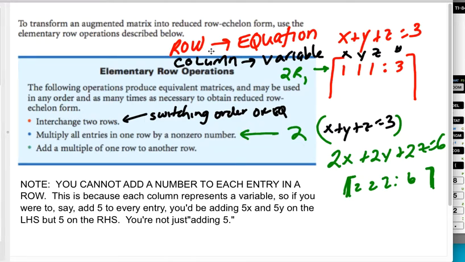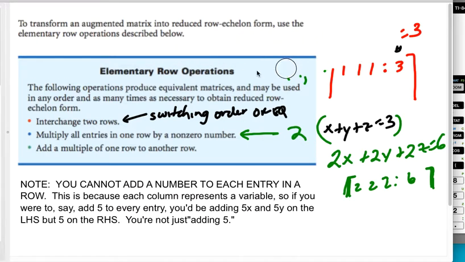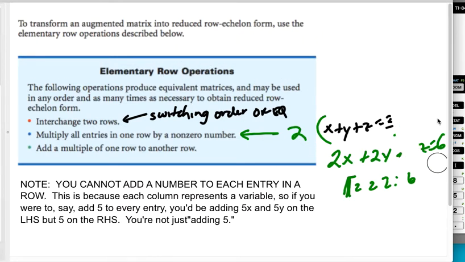And the third one is add a multiple of a row to another row. Okay, well, let's think about why that makes sense. That's basically elimination, right? That last thing is what we do all the time for elimination, right?